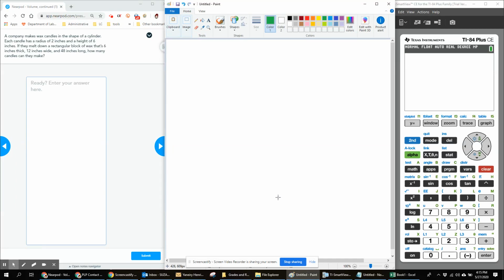We have a company that makes wax candles in the shape of a cylinder, and they're melting down a rectangular block of wax. And we want to know how many cylinders we can make using that rectangular prism of wax. So first, we're going to find the volume of the rectangular prism, because a rectangular block is going to be a rectangular prism.